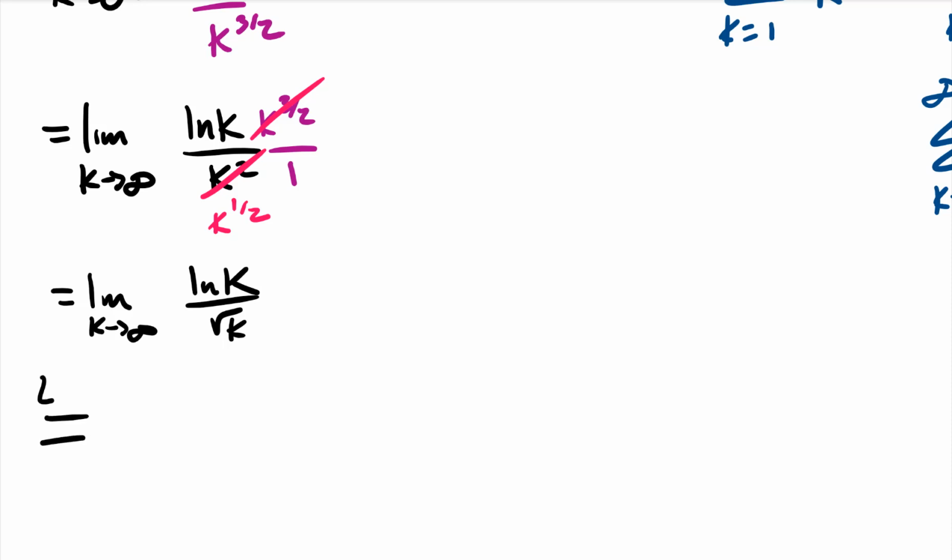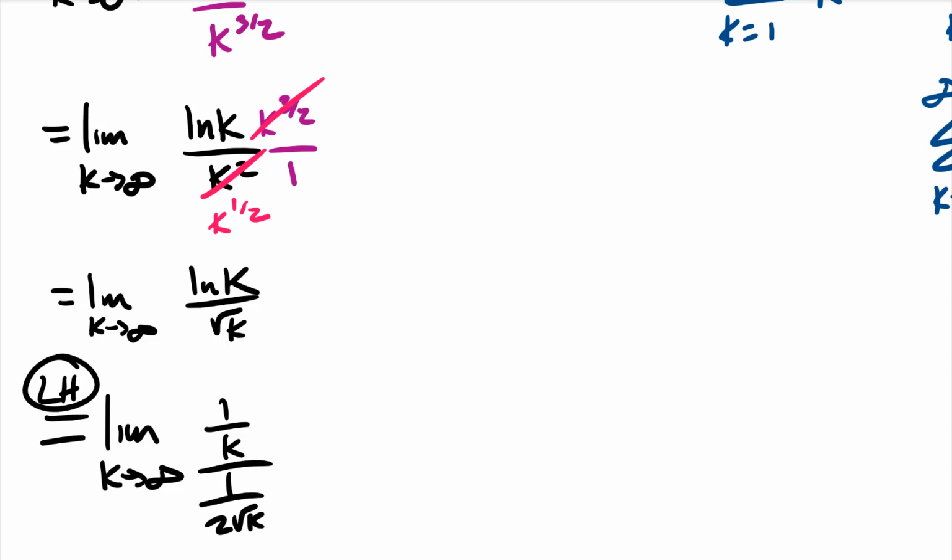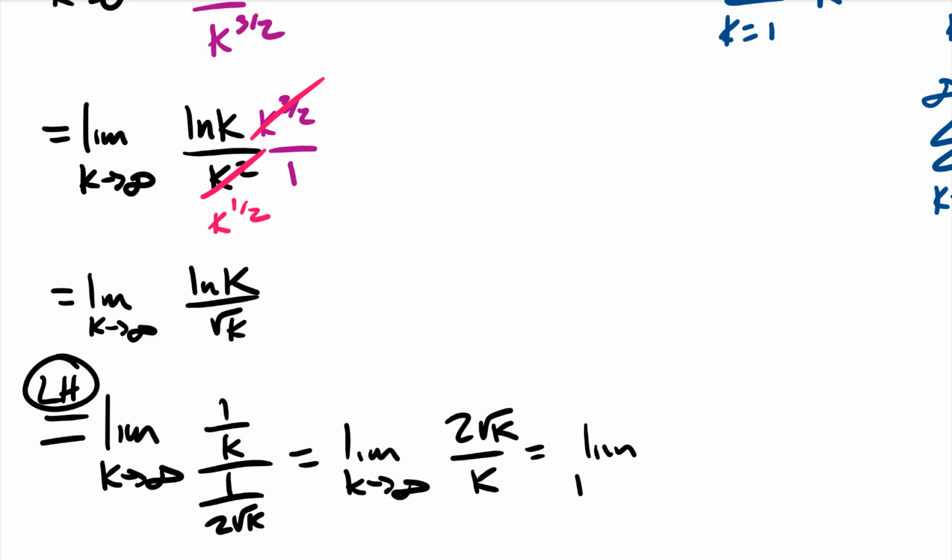So we go L'Hopital's. Where are we going to go? We got infinity over infinity, so we get 1 over k divided by 1 over 2 square roots of k, which is equal to the limit as k tends towards infinity of 2 over the square root of k over k. Hey, look, we got more k's down below than we do up top. Why am I still writing? Whack. That goes to 0.